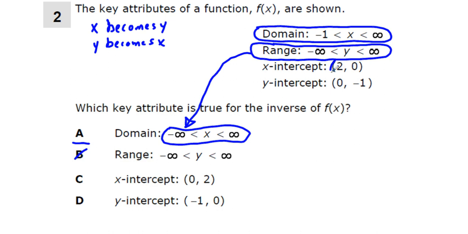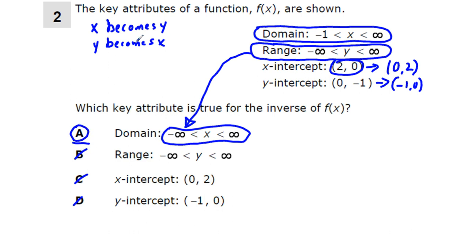X-intercept 2, 0 would translate to a y-intercept of 0, 2. Do we see a y-intercept of 0, 2 here? No, we don't. This y-intercept of 0, negative 1 would switch to an x-intercept of negative 1, 0. Do we see that here? No, we don't. So A is definitely our correct answer.